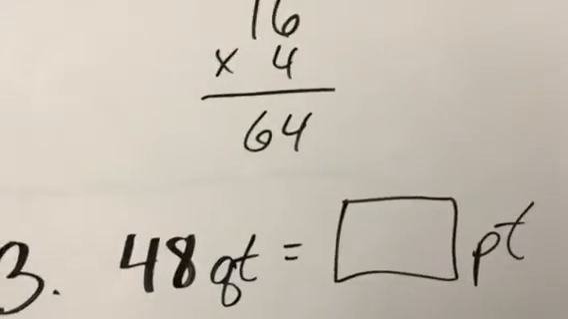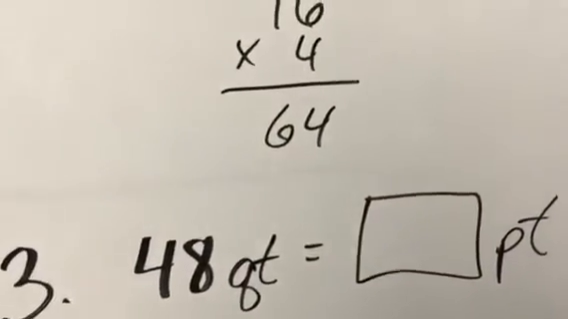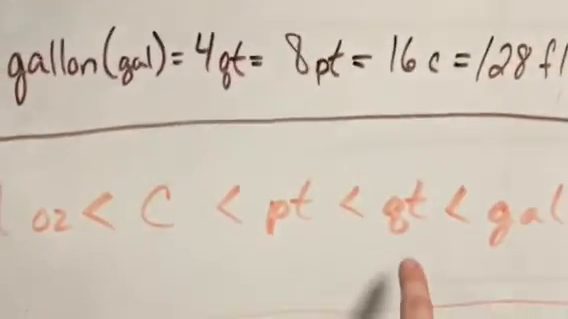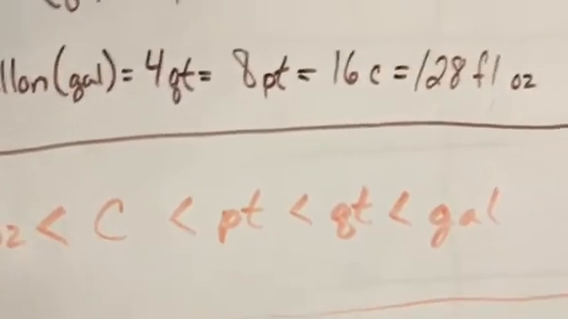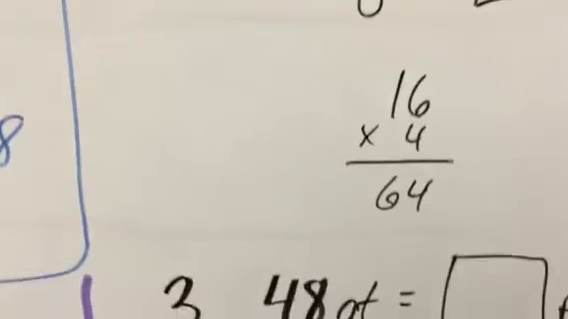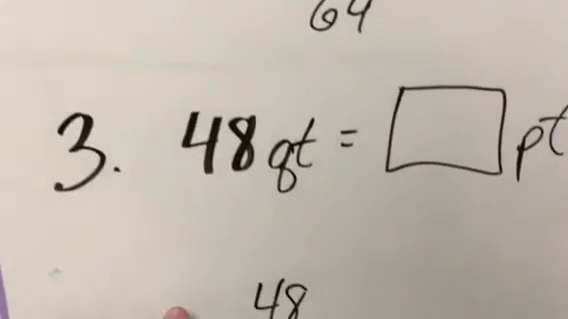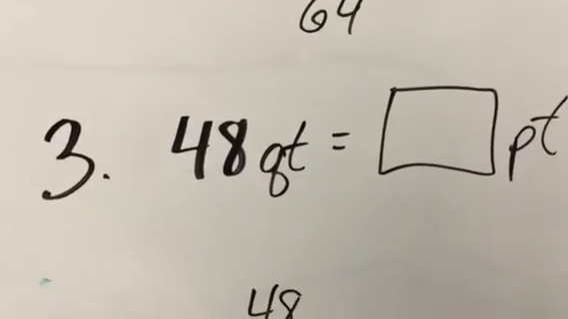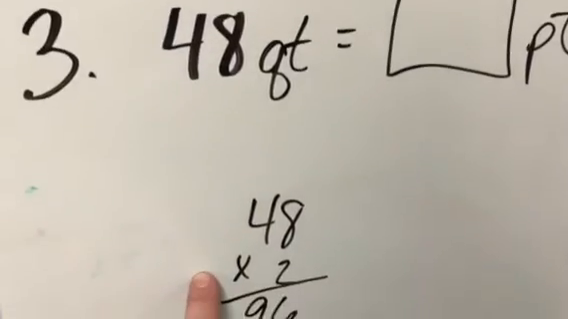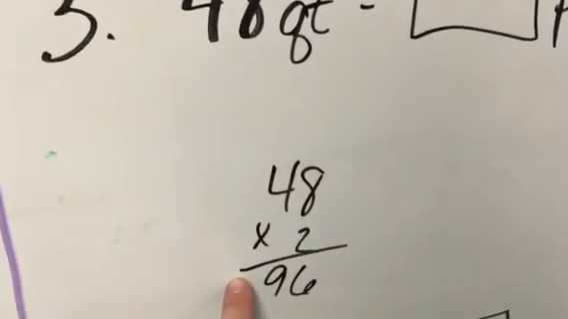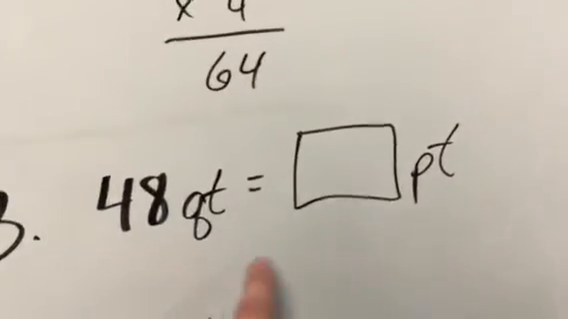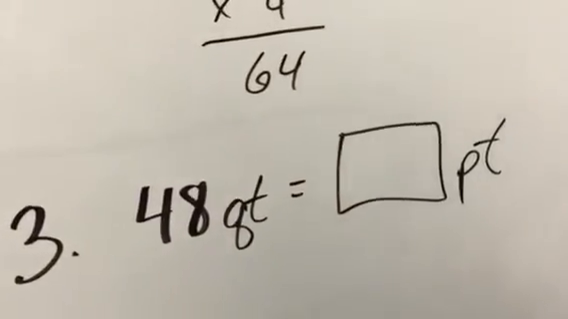Number 3, 48 quarts equals how many pints? Again, we go back to our progression and we're going from quarts to pints, so from larger to smaller. That tells us we multiply. We have 48 quarts, and there are 2 pints in 1 quart, so we multiply that by 2 and get an answer of 96. So 48 quarts equals 96 pints.